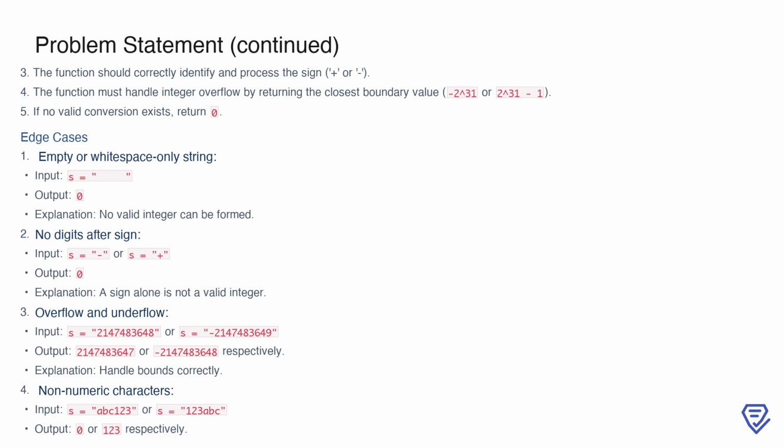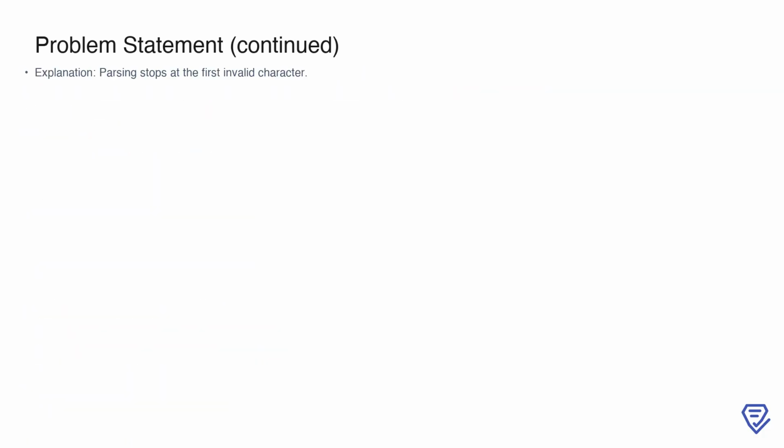For an input like "   ", which contains only whitespace, the function should return 0 since no valid integer can be formed. Another edge case occurs when the string contains only a sign without any digits, such as "-" or "+". In these cases, the function should return 0 because a sign alone does not constitute a valid integer.